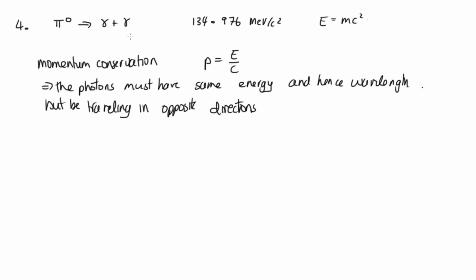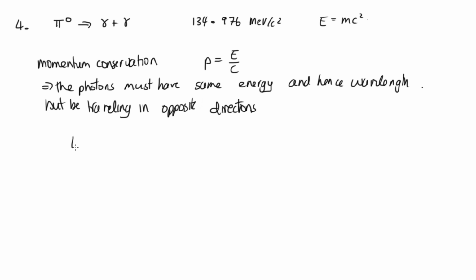If we only had 1 photon created, there's no way that we could have 0 momentum. So in this case, momentum would not be conserved. Okay, and now we need to calculate the wavelength of these photons.